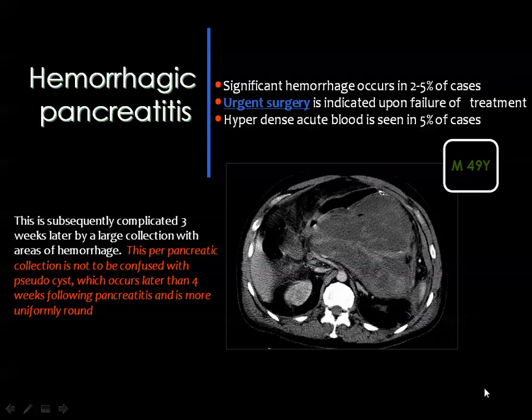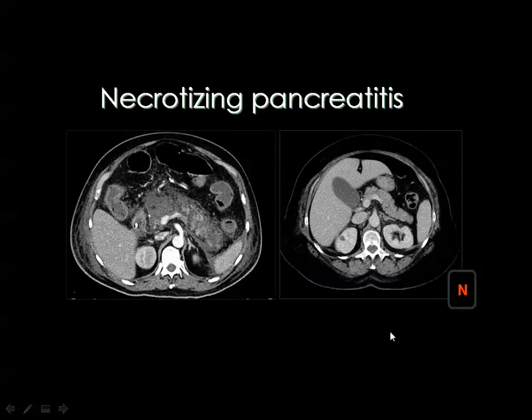Then hemorrhagic pancreatitis is considered a medical emergency, and this will happen if the inflammatory process has affected one of the vessels and led to the development of hemorrhage in the region of the inflamed pancreas. Then significant hemorrhage occurs in about 2 to 5% of cases and is usually an indication for urgent surgery to control the bleeding.